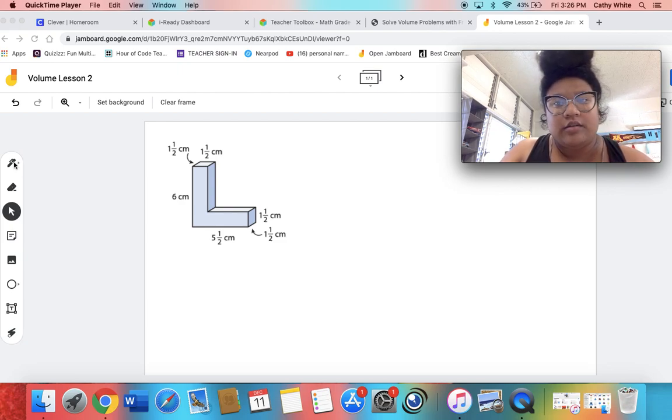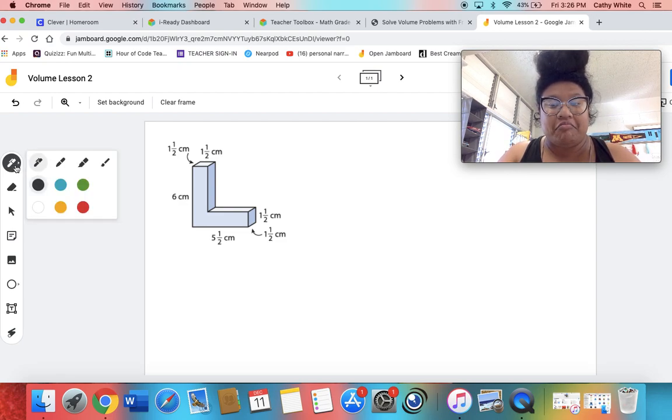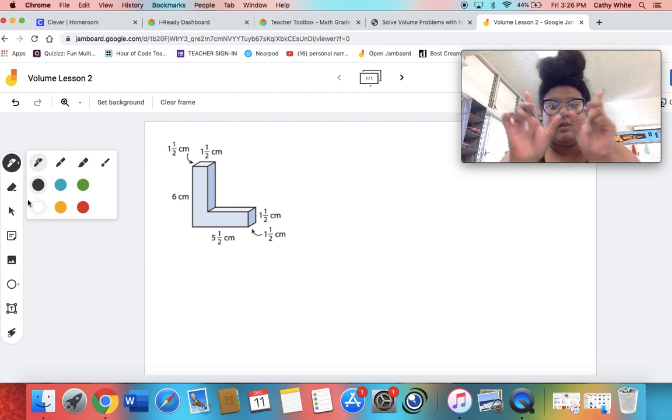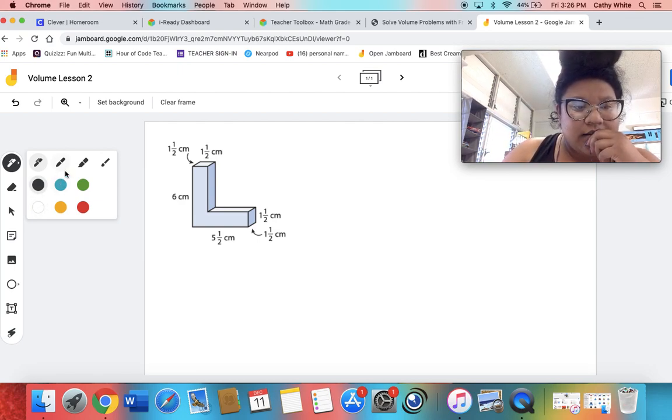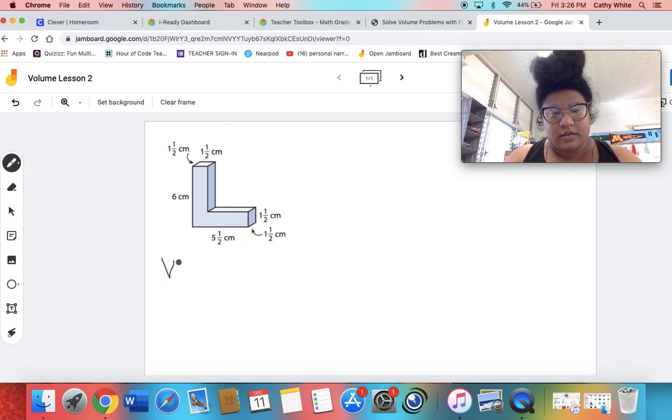So we know we need to figure out the volume, and we know that that formula is length times width times height. So, and if I did that backwards, length times width times height. So, let's find something that we can write with. I'm going to put my trusty dusty formula here. Volume equals length times width times height.